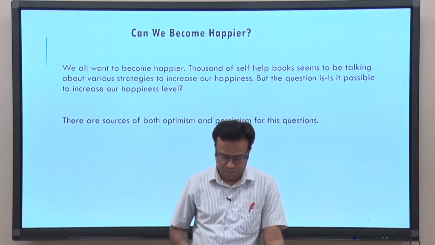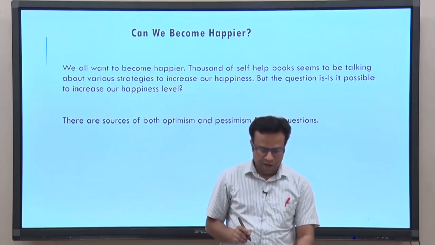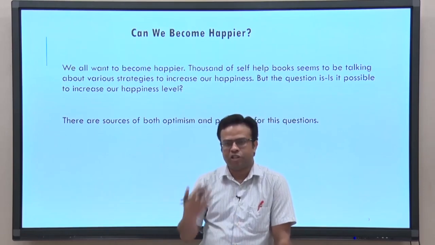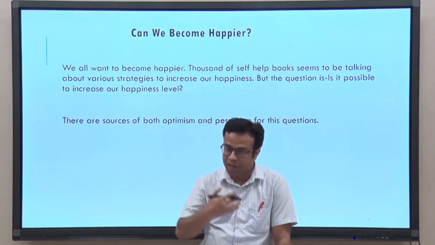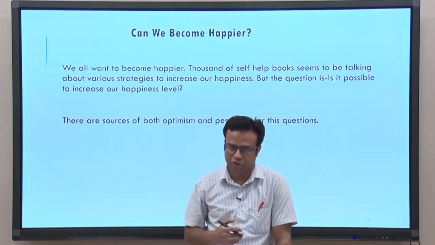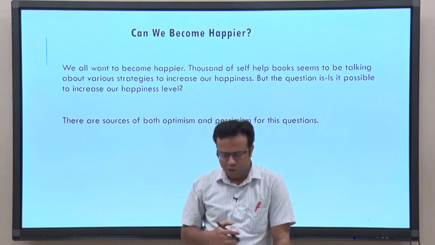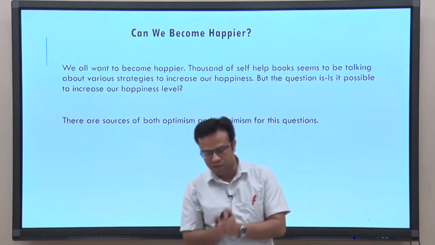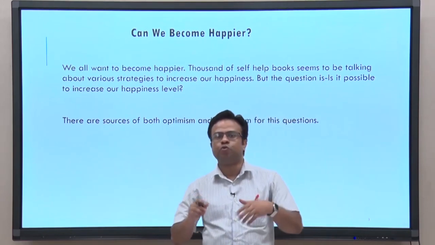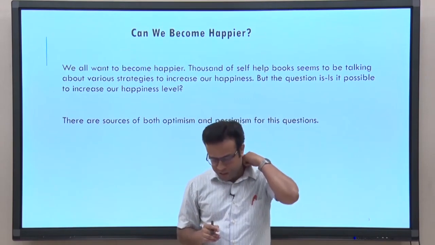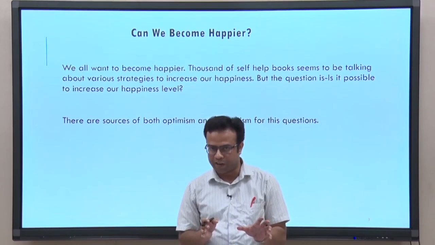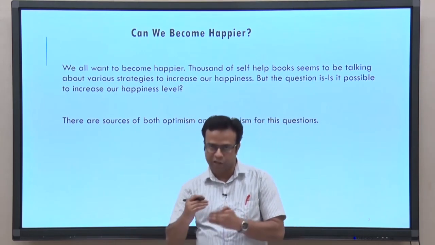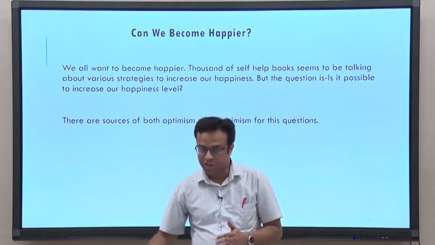We will start with genetic set point. The question, can we become happier, is a very important and fundamental question that we all seek to answer in our day to day life. Either consciously or unconsciously, we are seeking to answer this question, or at least pursuing it, as we constantly try to enhance our sense of happiness and well-being in our life. Thousands of self-help books talk about various strategies to increase our happiness. But the important question is, is it possible to increase our sense of happiness? Is it meaningful to pursue happiness? This is an important question that we will be addressing here. Research generally shows both optimism and pessimism in response to these questions. We will see some of these factors.